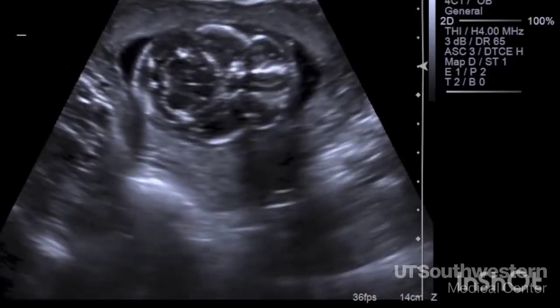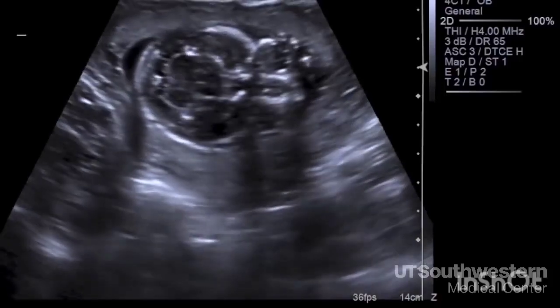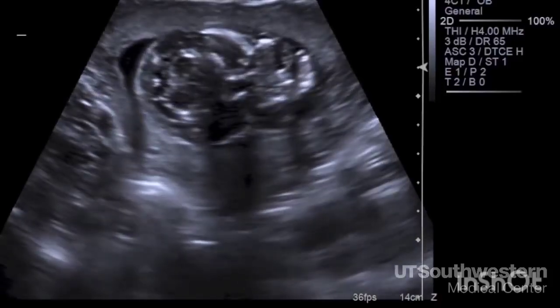In this view, we also measure the thickness of the skin at the back of the neck. It can be increased in some chromosome abnormalities like Down syndrome.